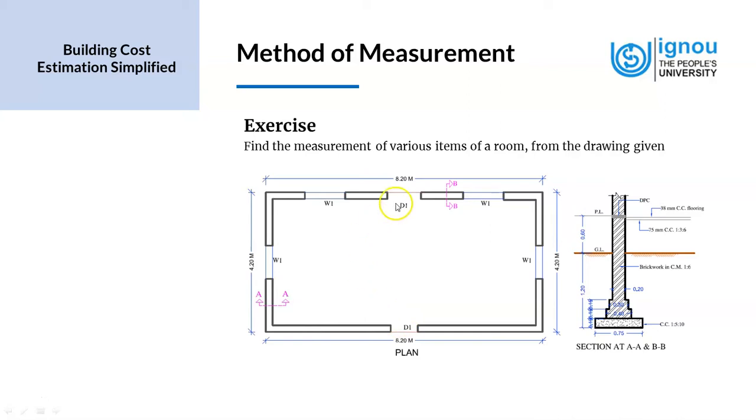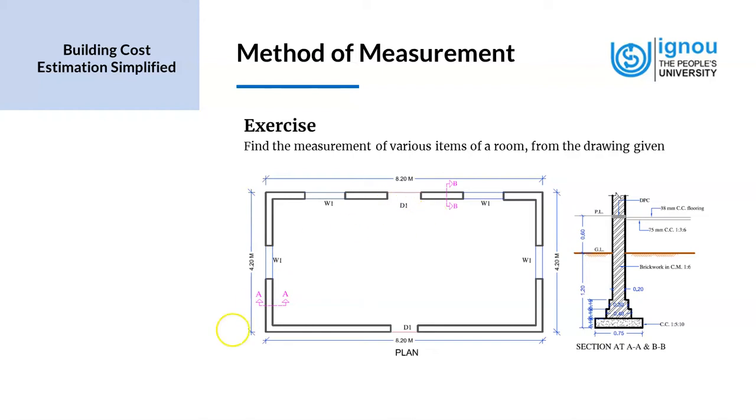There are two doors in the room on opposite walls. They are both of similar types, and they are called D1. And there are four windows, two on opposite walls, W1, W1, and two on the same wall. Again, these are also W1. They are of the same type.